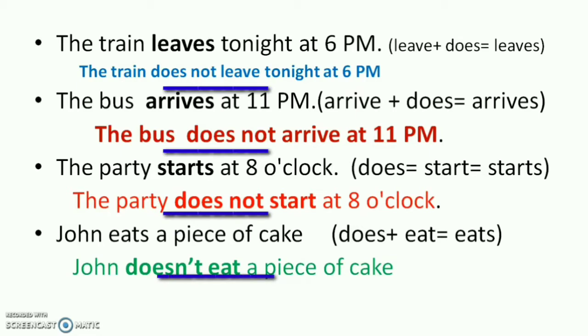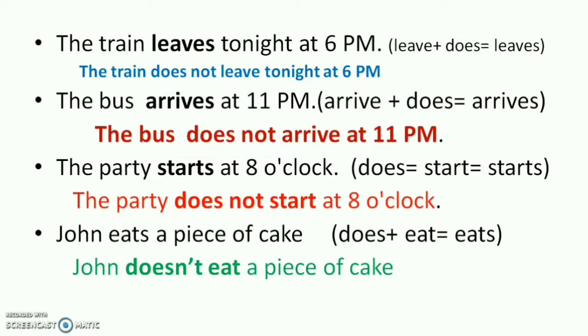The bus arrives at 11 p.m. Arrive plus does, that is arrives. Negative: the bus does not arrive at 11 p.m. If we have split the auxiliary, then we don't use s along with V1. That is most important because we have already taken does. We have taken the auxiliary does from the verb, so again we don't use leaves. It means the train does not leave. It is not "the train does not leaves tonight", but "the train does not leave".